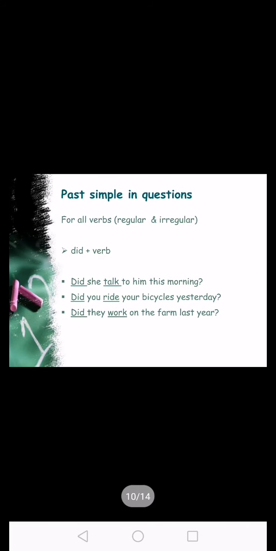Past simple in questions. For all verbs, regular and irregular, the verb to do in the past is used: did plus the infinitive form of the verb. Did she talk to him this morning? Did you ride your bicycle yesterday? Did they work on the farm last year?